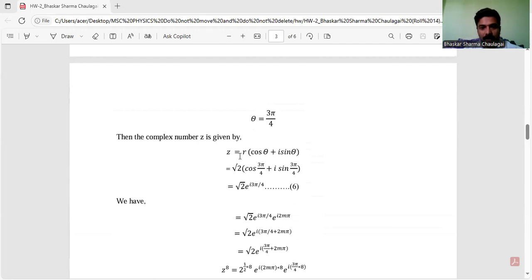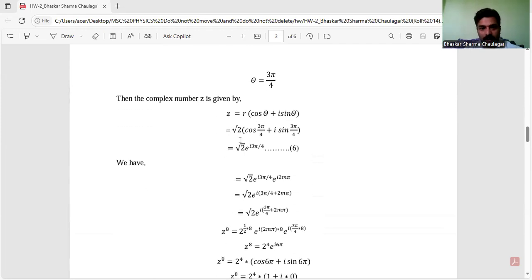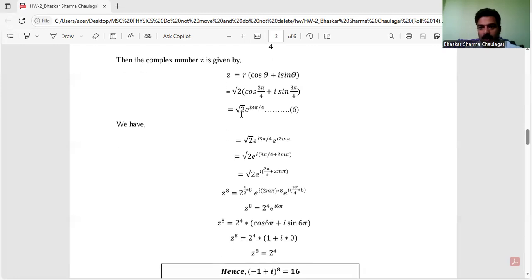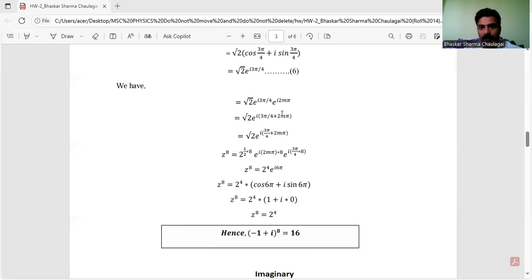So the complex number z, that is equal to r (cos theta + i sin theta), can be rewritten as root 2, that is the value of r, and the value of theta is 3 pi by 4. Similarly, in the imaginary part also, we have i sin 3 pi divided by 4. So finally, we have the equation root 2 e to the power i 3 pi divided by 4. And now we have multiplied this equation 6 with e to the power i 2 m pi.